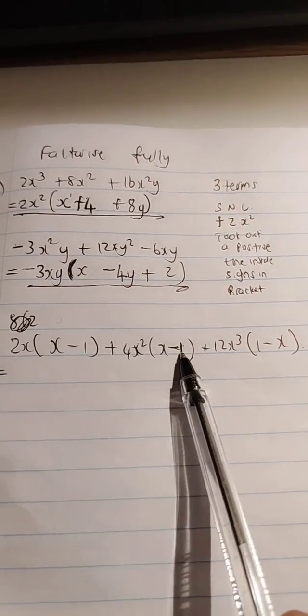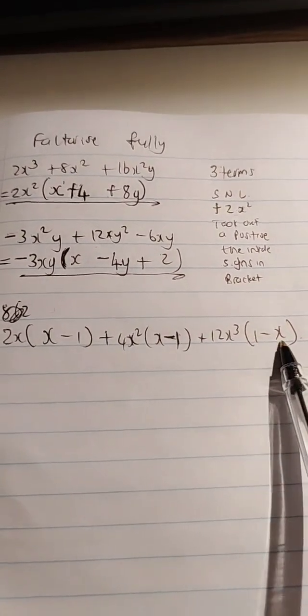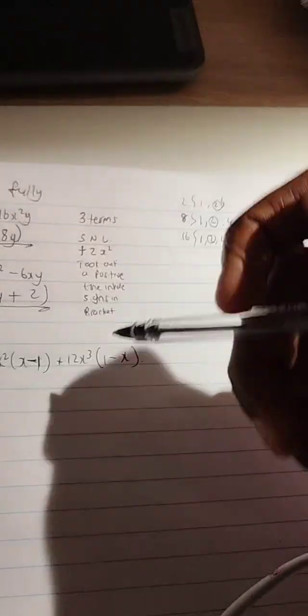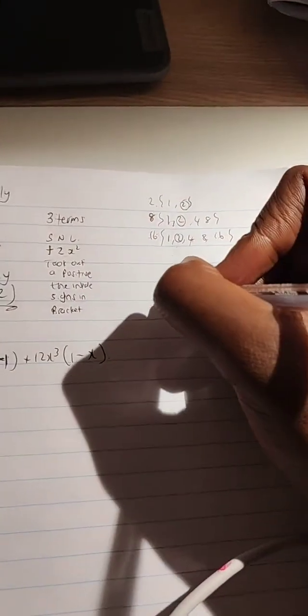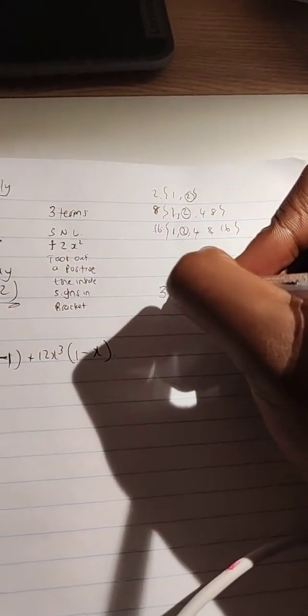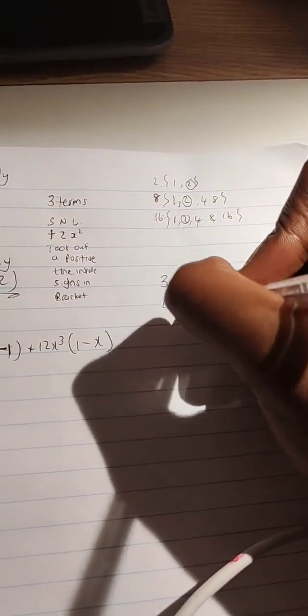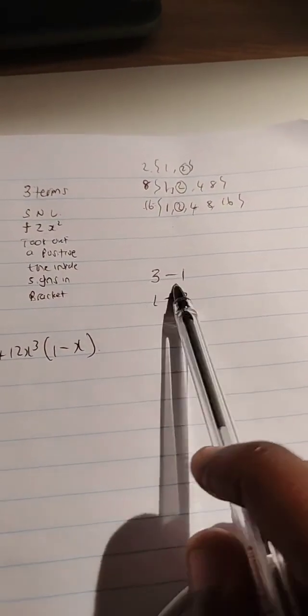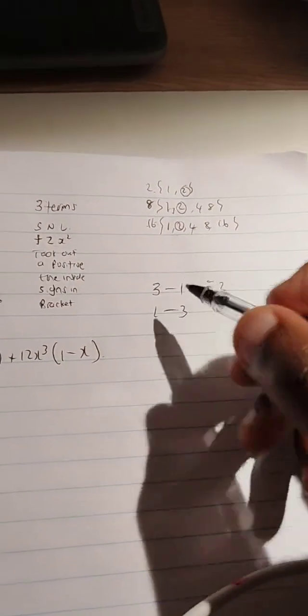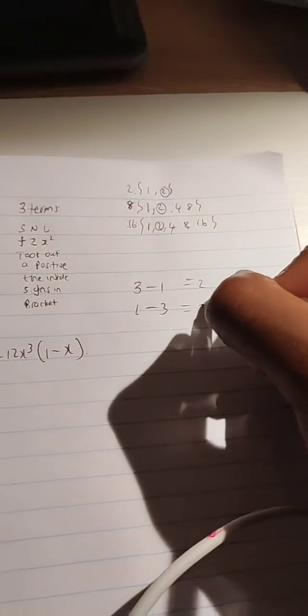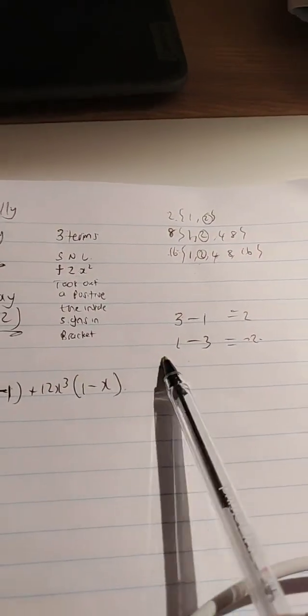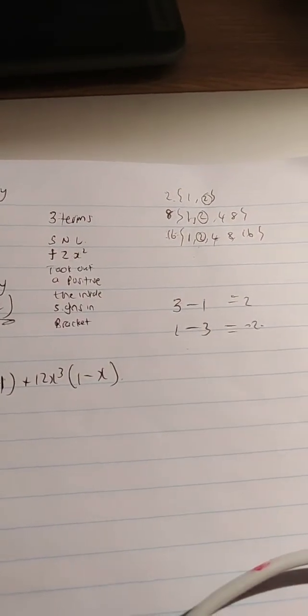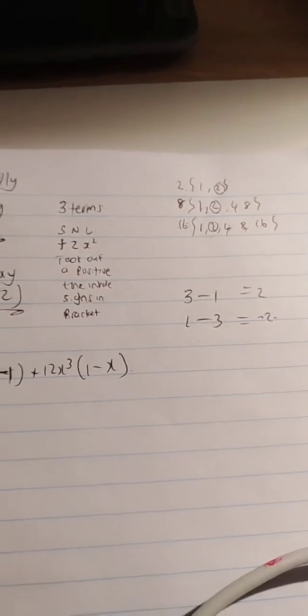X minus 1, x minus 1, we are the same. 1 minus x is not the same. Why do we say 1 minus x and x minus 1 are not the same? Just as well as we say 3 minus 1 is not the same thing as 1 minus 3. 3 minus 1 is 2, whilst 1 minus 3 is negative 2.